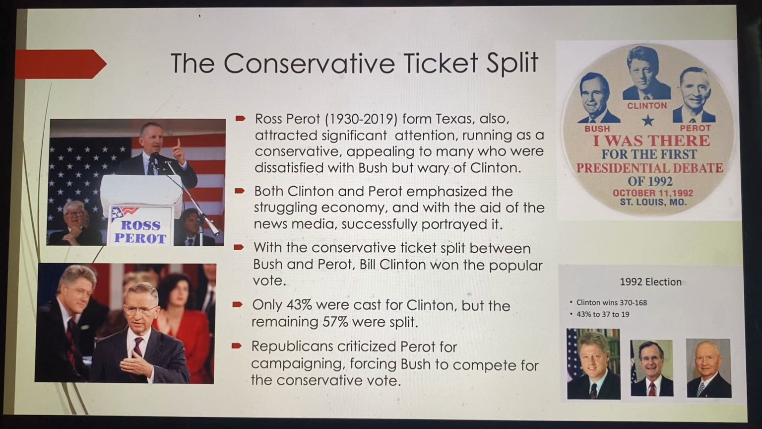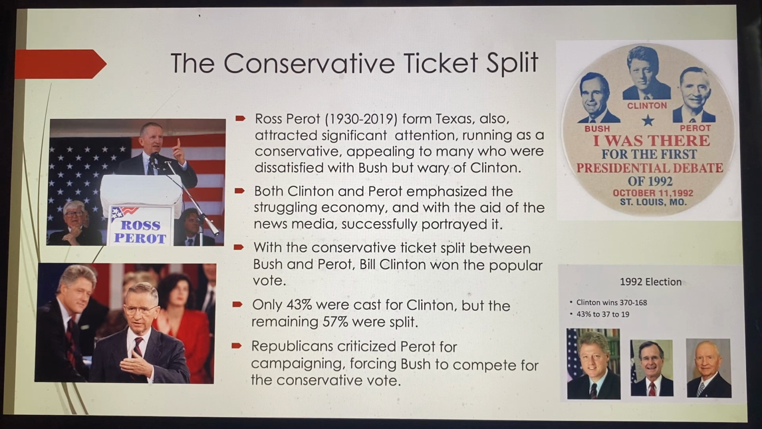So the Republicans criticized Perot for campaigning against Bush to compete for the conservative vote, and that way they felt they lost the vote to the Democrats, as Bill Clinton won. Ross Perot was very centered on the economy too at that time, so he was very against how Bush was handling the economy, and he was a self-proclaimed billionaire. So in the midst of all this, it definitely split the party.